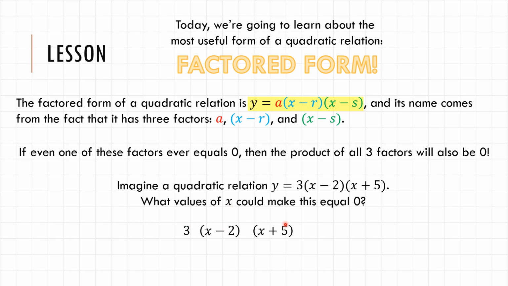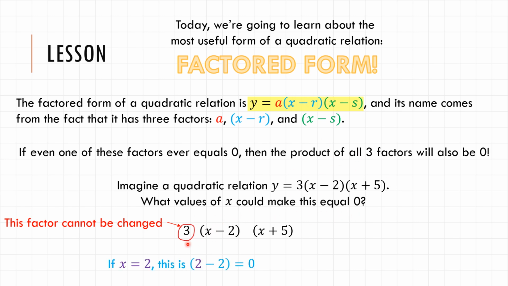So these are our three factors. This factor obviously cannot be changed. So we won't even affect that. We're only looking for things we can do with x. So this one always is our a value, and our a value is not changeable. Okay, when we're looking for the roots of a quadratic, we're always looking for what values of x make this equal 0. This one right here, well, if x is 2, then this would be 2 minus 2, which is 0. And for this one right here, if x equals negative 5, then this would be negative 5 plus 5 equals 0.